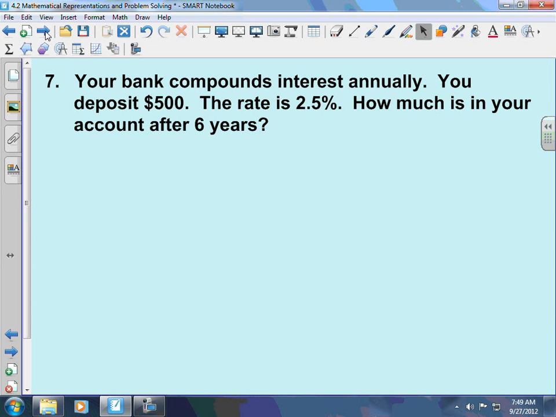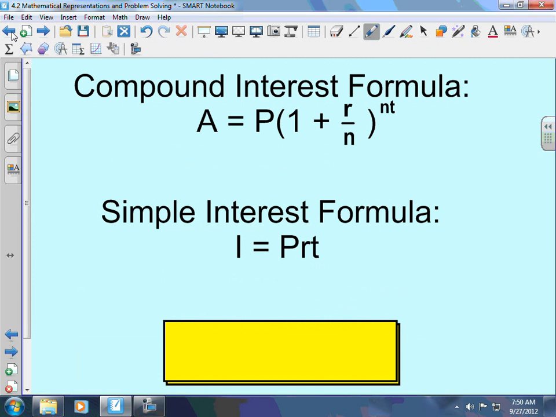Okay. Your bank compounds interest annually. You deposit $500. The rate is 2.5%. How much is in your account after 6 years? The key word here is compounds interest annually. This is going to be the compound interest formula. So what is the compound interest formula?